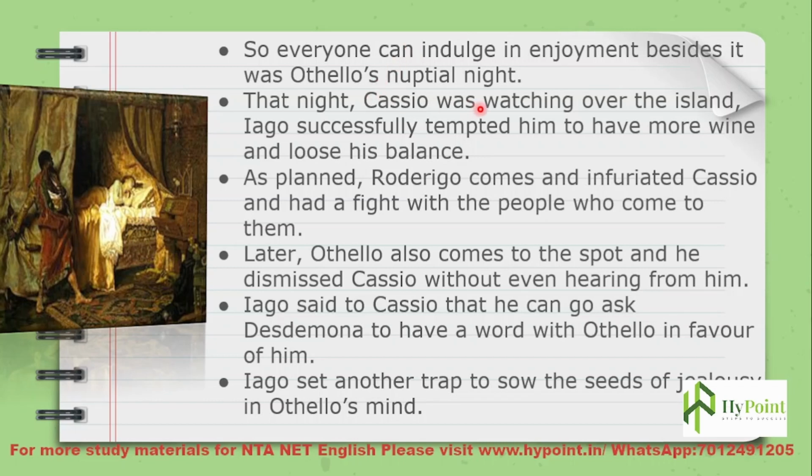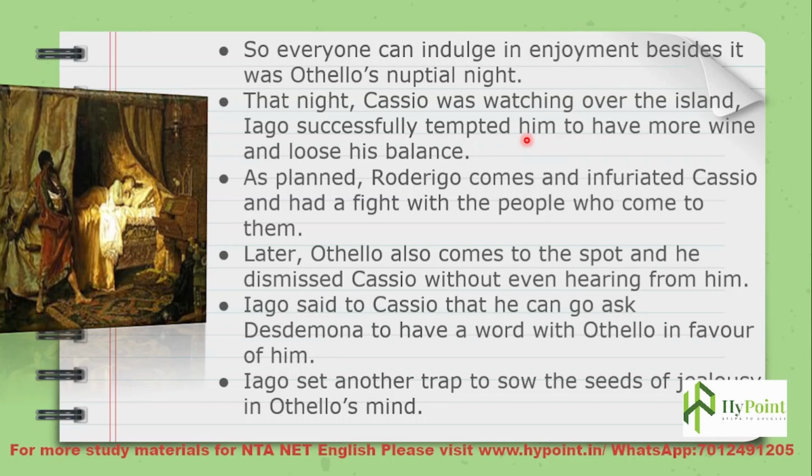That night, Cassio was watching over the island. Iago successfully tempted him to have more wine and lose his balance. So what is his intention? He wanted to portray Cassio as a very irresponsible lieutenant of Othello in the eyes of Othello, so that Cassio would come more and more to plead. Iago has already asked Rodrigo to go to Cassio, tempt him, infuriate him and have a fight with him.